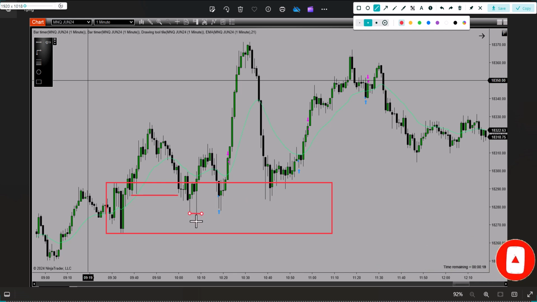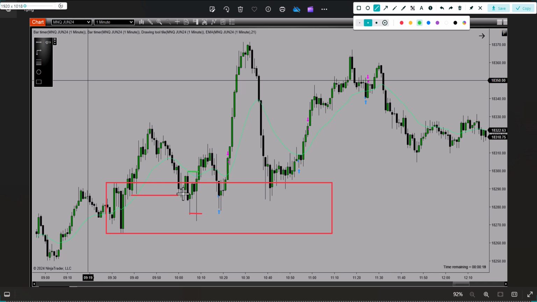So after this sweep, price flipped. All right, we have a flip higher, as you can see here. We have a break of structure, and then we return back into the zone.